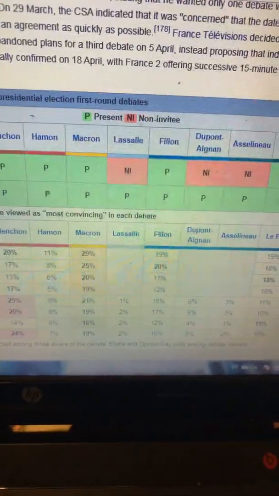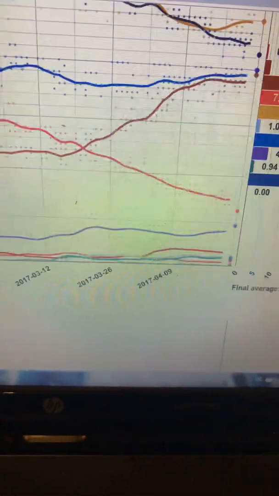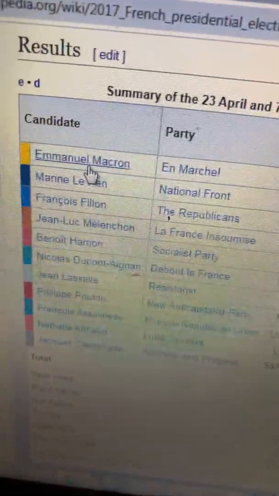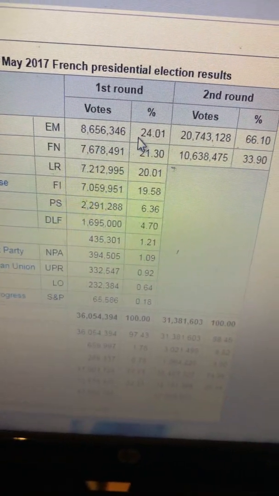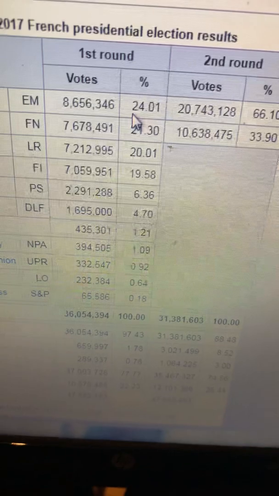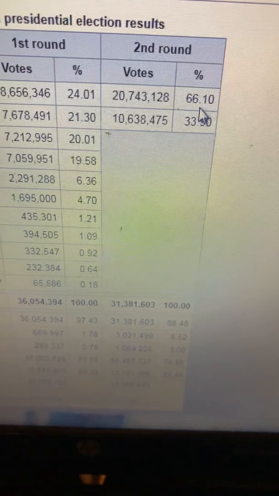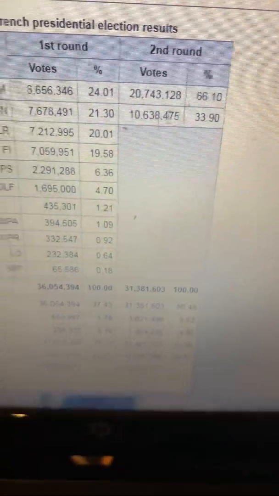First round debates, the electoral rate. Second round, the opinion polls. And the results of the first round: Macron and Le Pen and others. In the first round, Macron got about 24%. And in the second round, he got 66%.